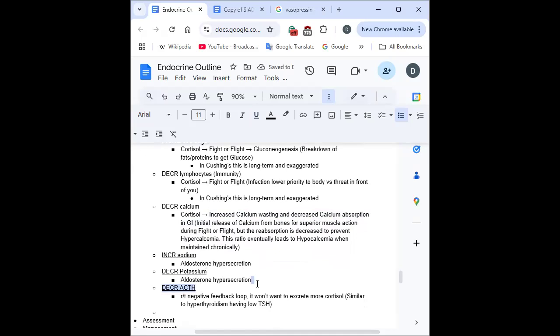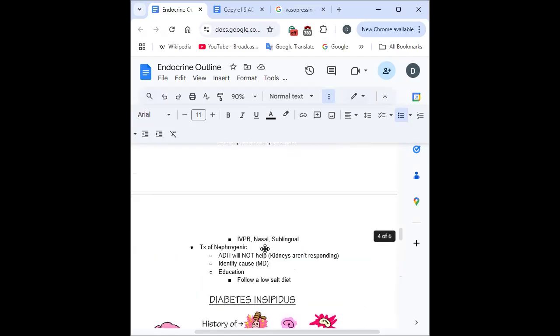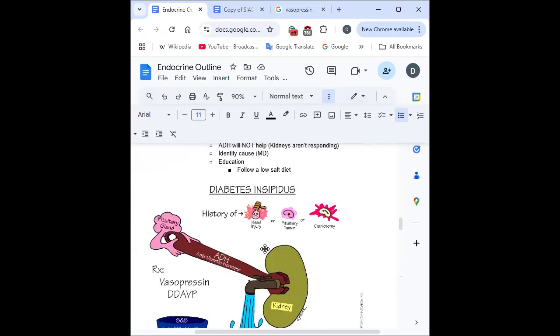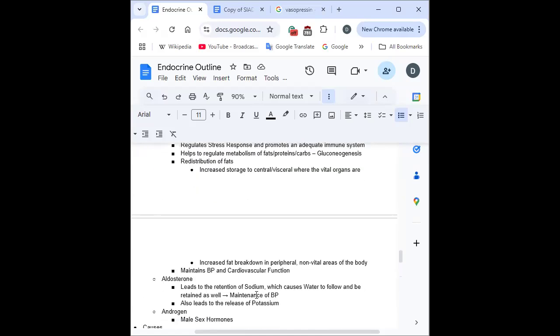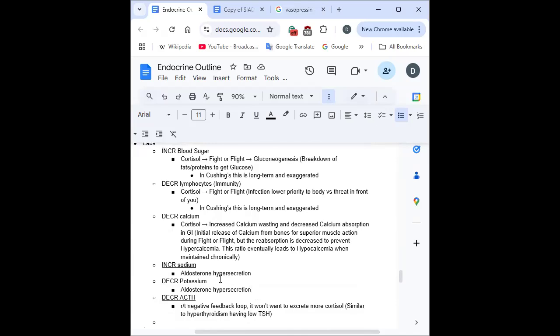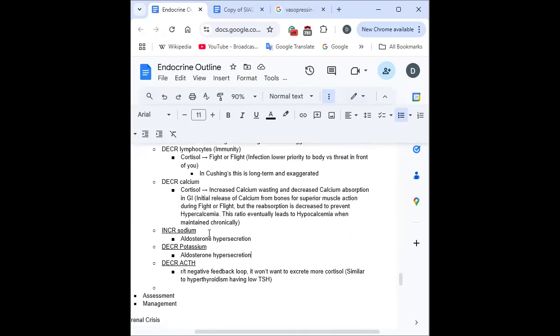So we talked about how when you have this cortisol level that's really high, it starts to impact some of the other hormone receptors that your adrenal glands deal with. So that ends up leading to similar serious lab changes. So the increased sodium, decreased potassium, just like how we would expect with aldosterone.